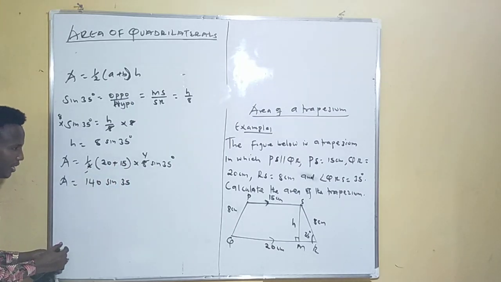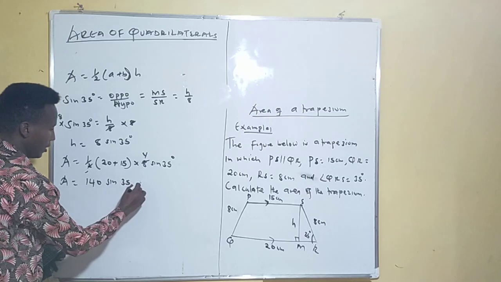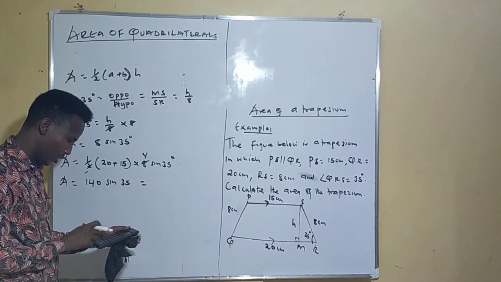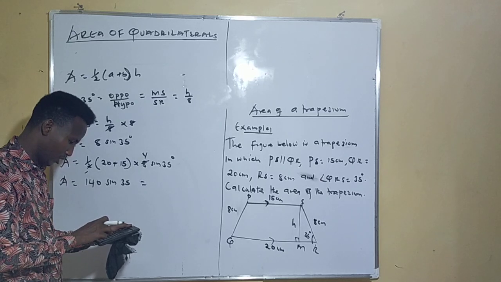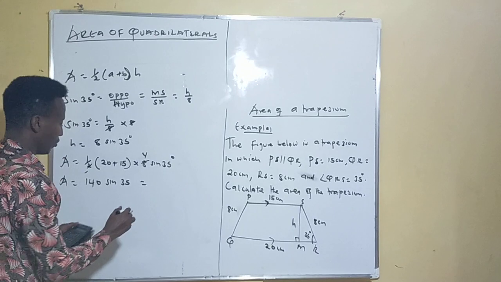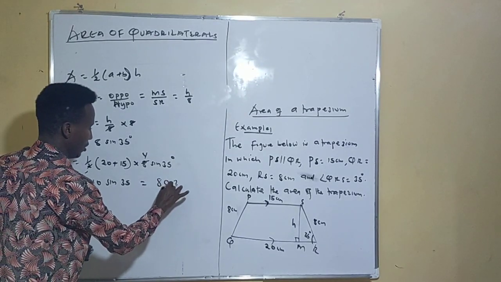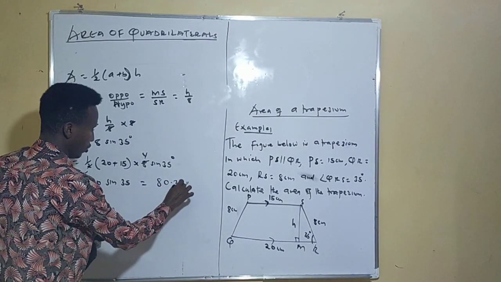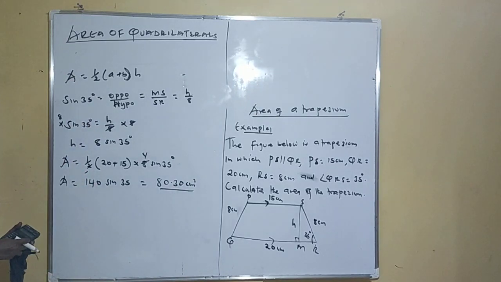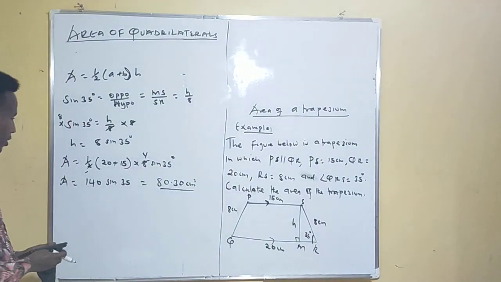Okay? Look at that. You can say this will be how much? We are going to say 140. Look at this one. 140 sine 35. That's 80.3. 80.30 centimeter square. Alternatively, what you can do is you can use the log, the table here.